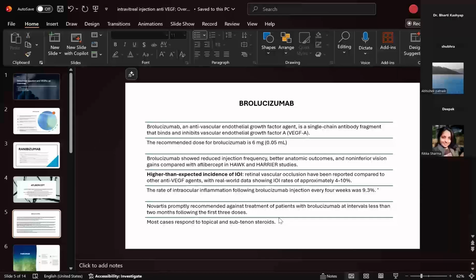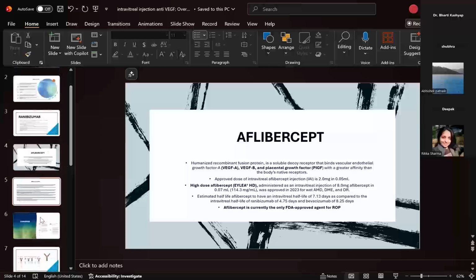The rate of intraocular inflammation, if you inject brolucizumab every 4 weeks, was 9.3%, which is quite high. So Novartis then recommended that after the initial 3 loading doses, you should not go ahead with any other dose with less than an 8 weeks gap. And suppose you give brolucizumab and the patient develops, mostly iritis and floaters, those are the most common complications. They can respond very well to topical and subtenon steroids. But in rare cases, they sometimes even cause loss of vision.